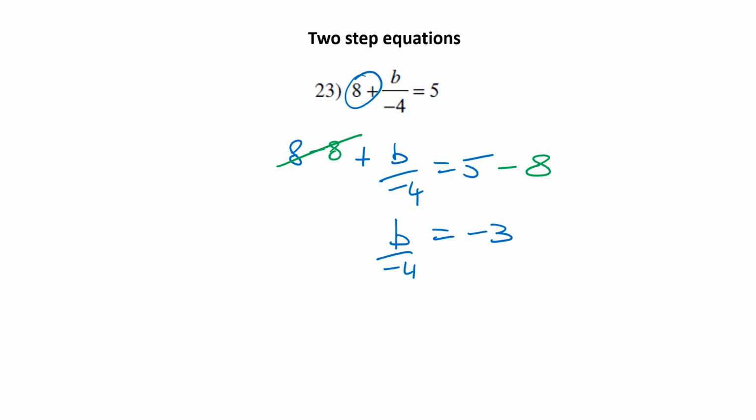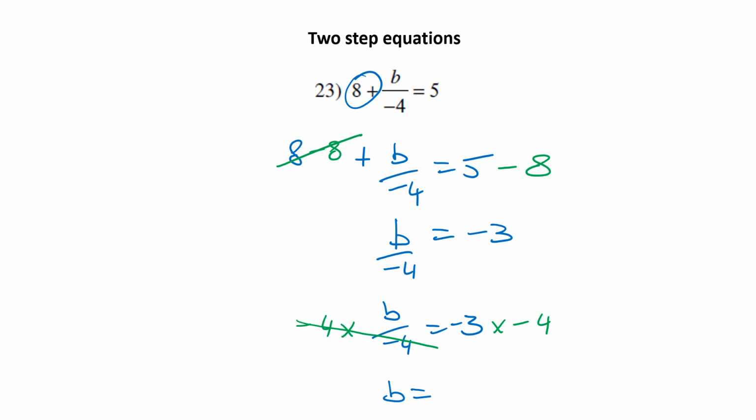Okay, and now I need to get rid of that minus 4 here. If it's a divide by minus 4, I need to multiply. So let's do that. B over minus 4 equals minus 3. That means I need to go times by minus 4. That cancels those two out, and that leaves me with B equals minus 3 times minus 4. Remember, multiplying two negatives will give you a positive number.